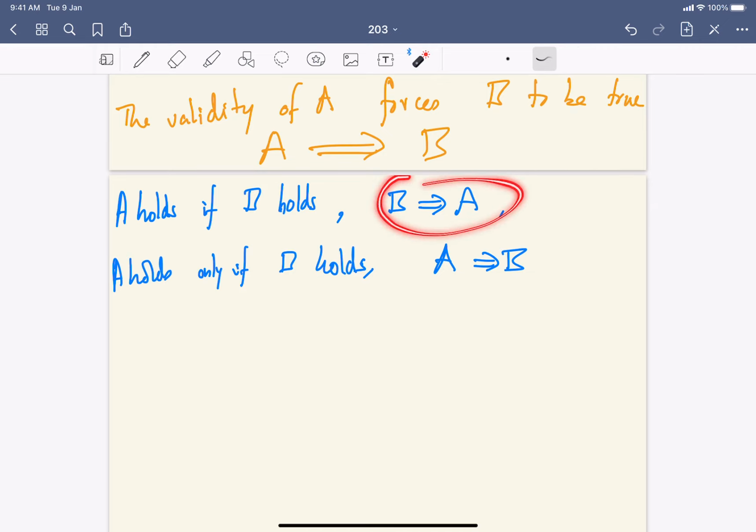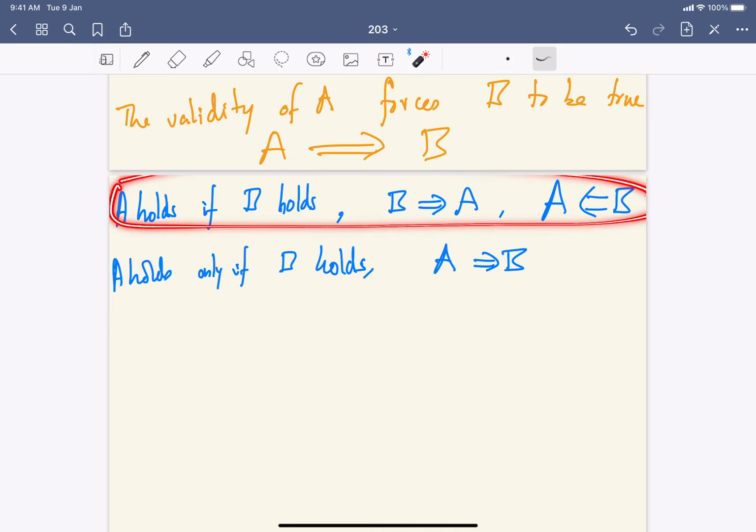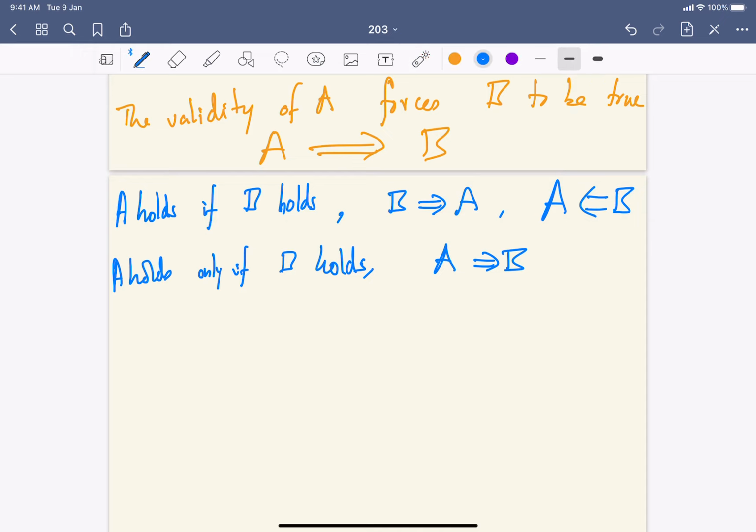So if B, from active voice to passive voice, if B implies A, that means A is implied by B, right? So this is written in this way, this means that A is implied by B, okay? So all these three statements are the same: A holds if B holds, and B implies A, and A is implied by B. And here also you can write an equivalent one.